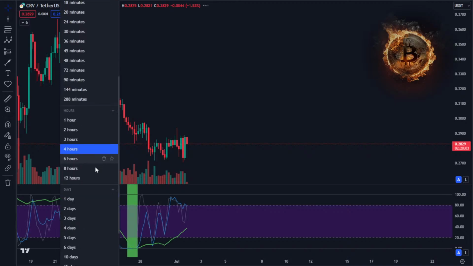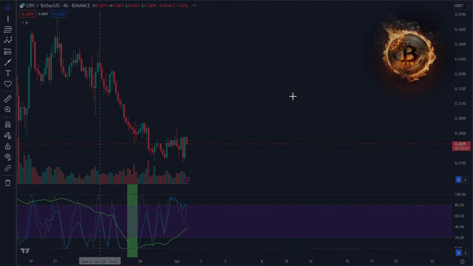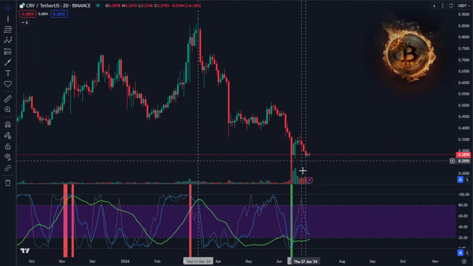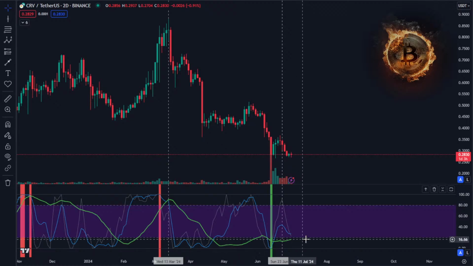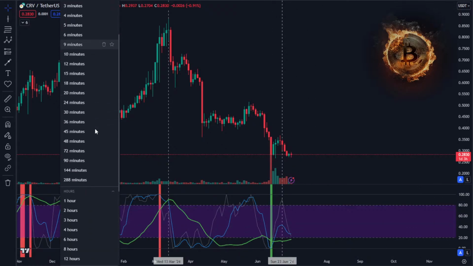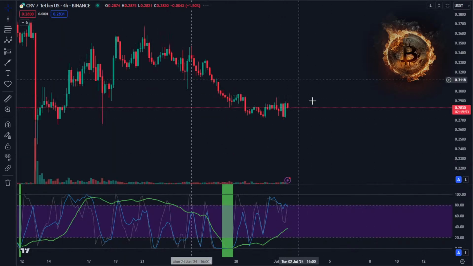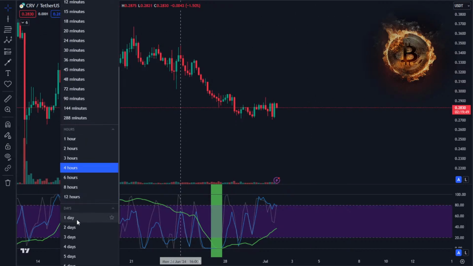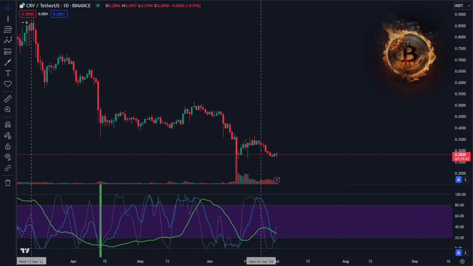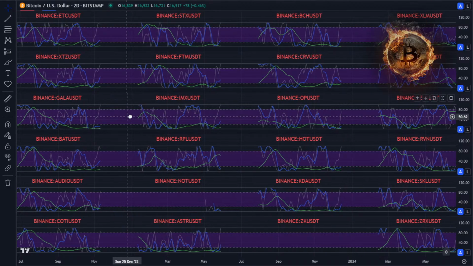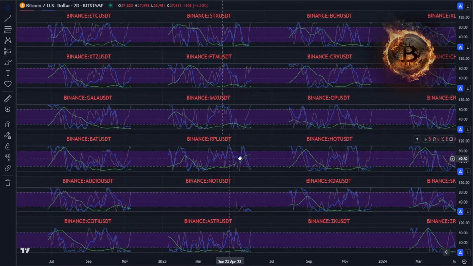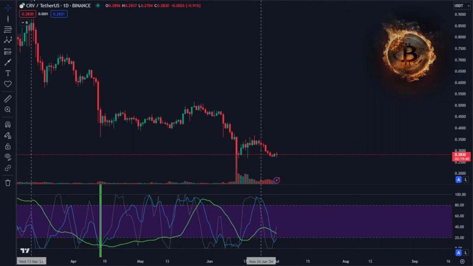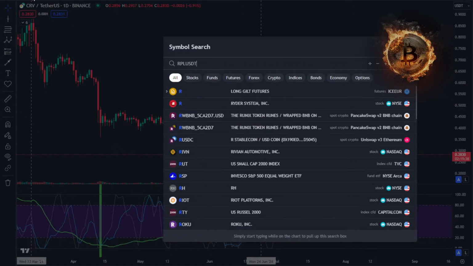On the 2-day time frame, I already discussed this yesterday, but here the gap closed. It didn't reach the level of the alert yet, but nothing to be seen here. So let's go back and continue, and then you have RPL having a different kind of 2-day. So let's just check this one as well.